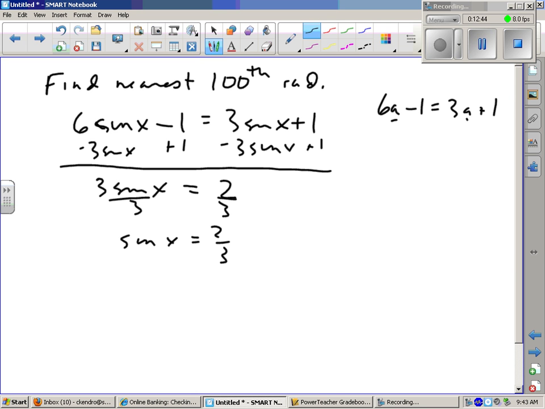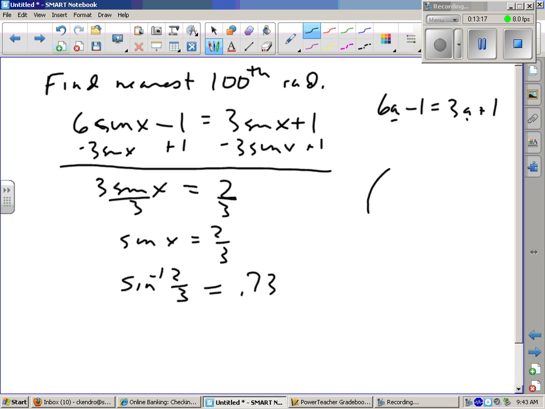2/3 is not on our circle. So this is where you have to figure this out. You have to do the inverse sine. Okay, so inverse sine of 2/3. And that should get you 0.73, I believe. Let me double check that. Now you have to be in radians. So inverse sine of that is 0.73, yes.